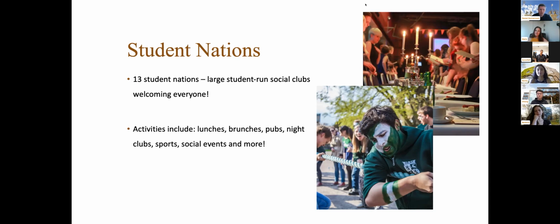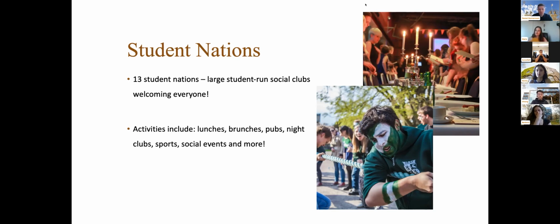One of the largest ones I would say is the lunches and the brunches, but also their pubs and the nightclubs. They also organize sports events and social events, cultural events. They do a little bit of everything. They also actually offer housing for their students.